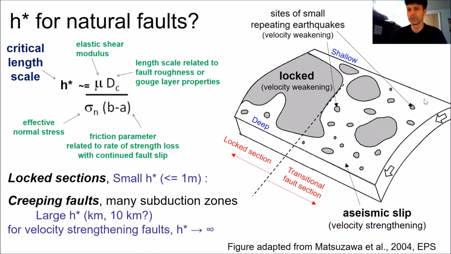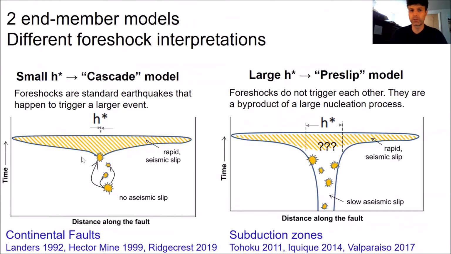Particularly subduction zones, those faults that are often composed of velocity strengthening materials, the length scale could be much larger, maybe on the order of tens of kilometers. So the difference between this cascade model and this pre-slip model really has to do with the size of this length scale. If the length scale is small, we get a cascade model, and this may be a reasonable model to describe foreshock sequences to the 1992 Landers earthquake, Hector Mine, and the recent Ridgecrest earthquake.